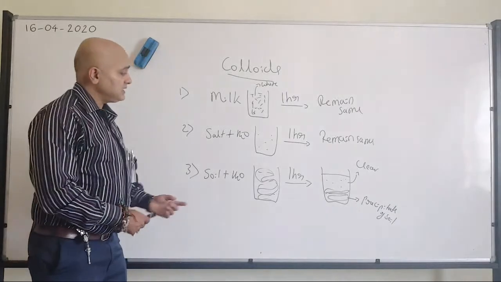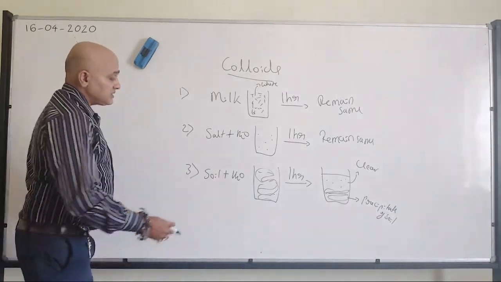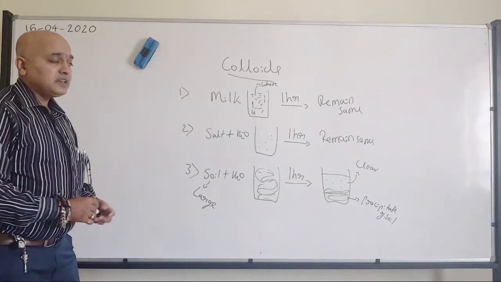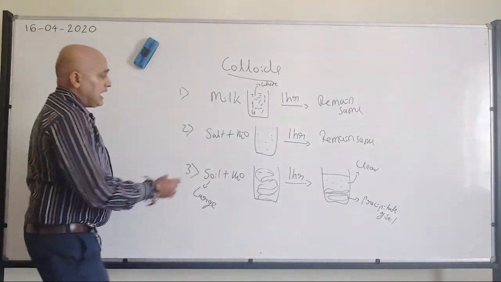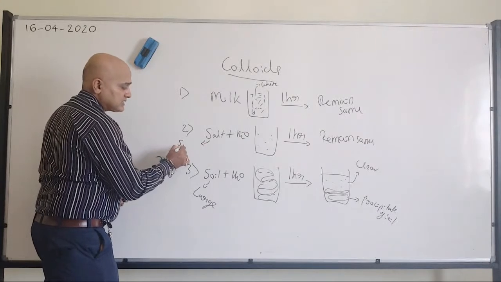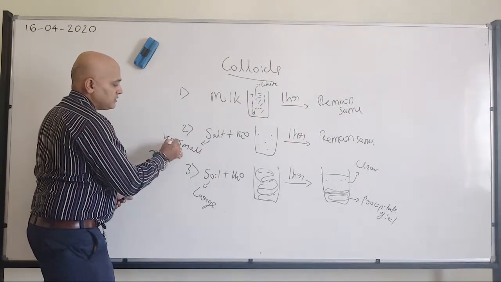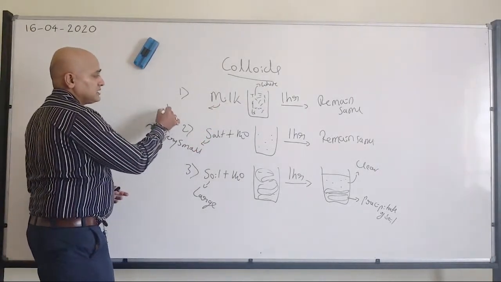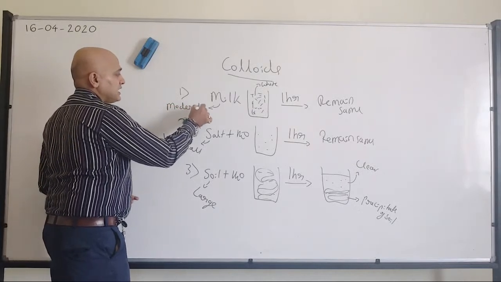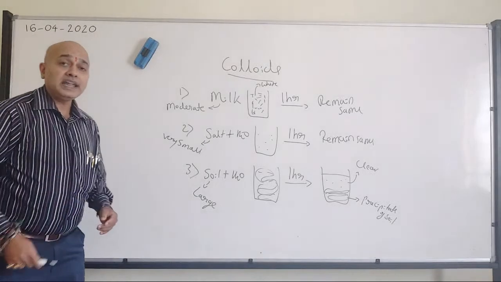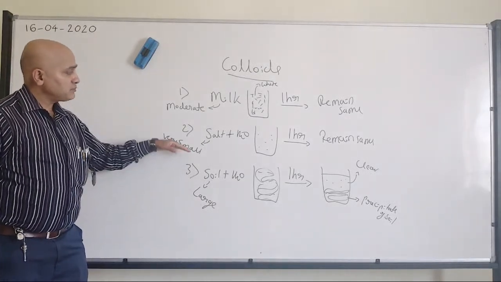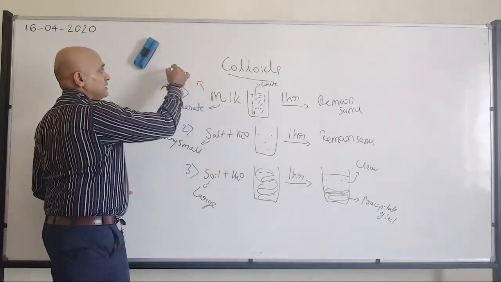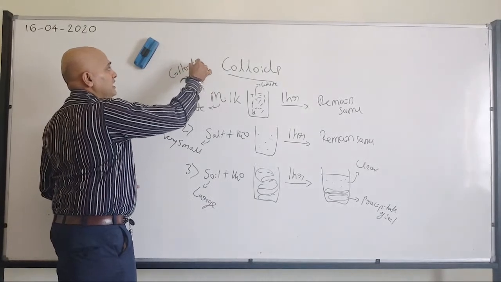But the problem here, with respect to the last one, is that the size of the soil particles is very large, and the size of the salt molecule is very small. When it comes to milk, the size of the proteins and sugars is moderate. Large, very small, moderate. So that's where I have got the colloidal solution. This is nothing but a colloidal solution.